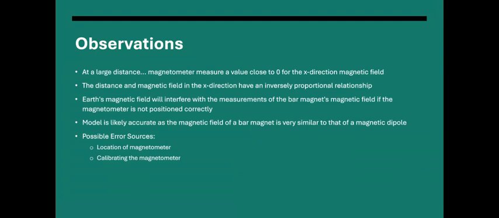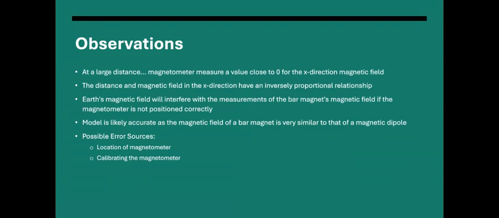Some of the observations was that at a very large distance, the magnetometer measured a value close to 0 for the x direction magnetic field. The distance and the magnetic field in the x direction have an inversely proportional relationship, meaning when one increases, the other one will decrease. The Earth's magnetic field would interfere with the measurements of the bar magnet's magnetic field if the magnetometer was not positioned correctly, which could have been a possible error source, and the model is likely accurate as the magnetic field of a bar magnet is very similar to that of a magnetic dipole.